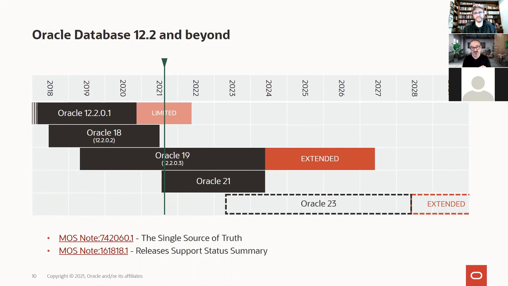And if you would like to read all these dates, because that's a lot of information here, see MOS note 742060.1. I call it a single source of truth because this is the MOS note which has all these dates in it, and you also find the availability of patch sets and things like that.